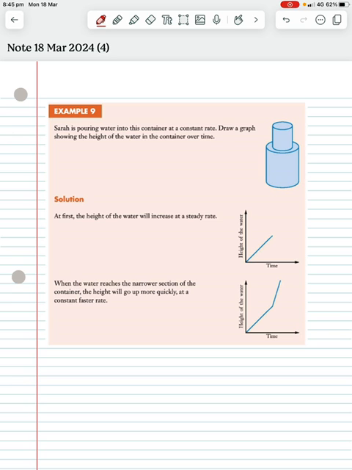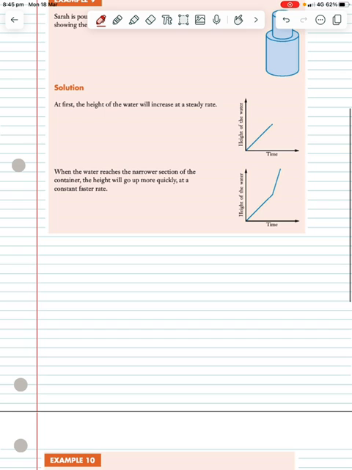So Sarah is pouring water into the container at a constant rate. Draw a graph showing the height of the water in the container over time.